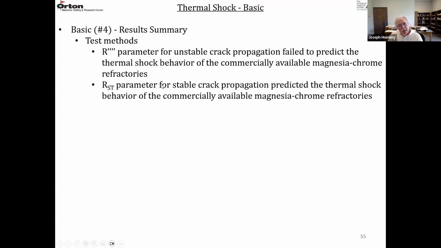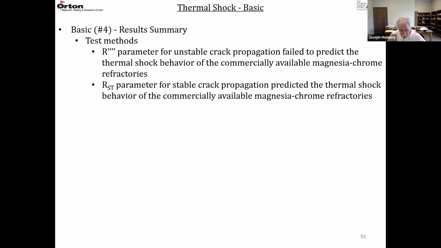But what they concluded is the R4 prime parameter is for this unstable crack propagation. And that's where we have some excess kinetic energy. We're to the left of the delta T versus crack length diagram. And they're saying R4 prime didn't really predict the thermal shock behavior of these 11 mag chrome materials. But they said RST, where we have stable crack propagation, the quasi-static mode, predicts the thermal shock behavior of these 11 chrome materials.